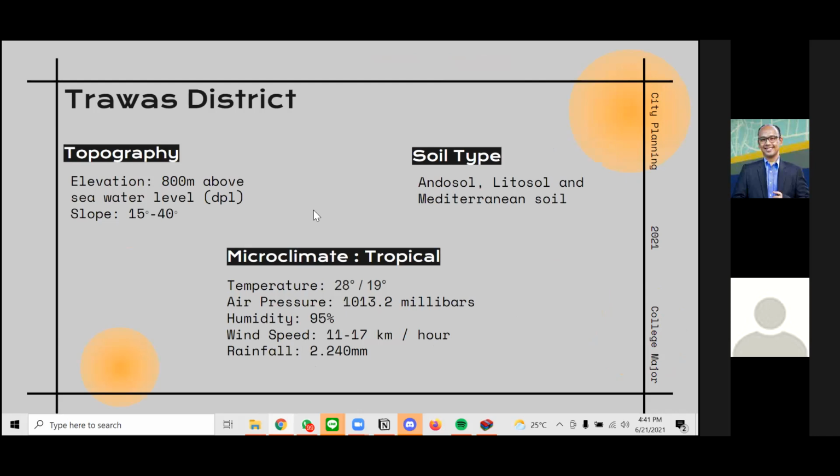The topography of Trawas district is located 800 meters above sea level, and it has quite steep slopes, from 15 degrees up to 40 degrees. The microclimate is tropical. The temperature is 28 degrees, the air pressure is 1013.2 millibars, the humidity is 95%, the wind speed is 11 to 17 kilometers per hour, and the rainfall is 2,240 millimeters. The soil type mainly consists of andosol, latosol, and Mediterranean soil.